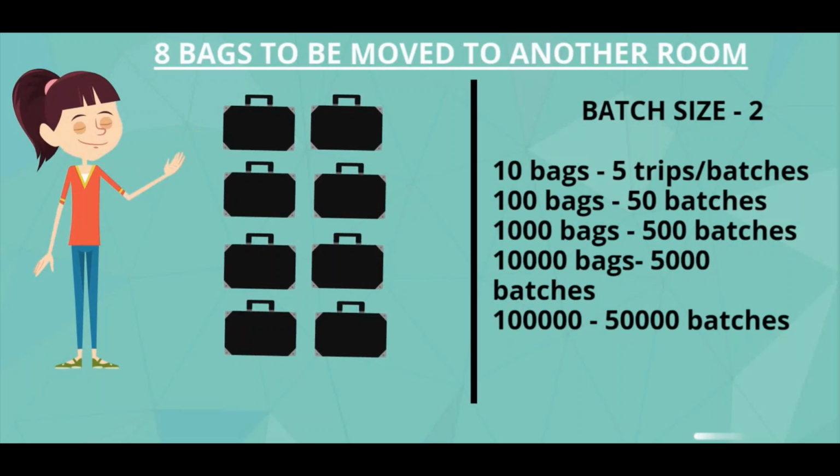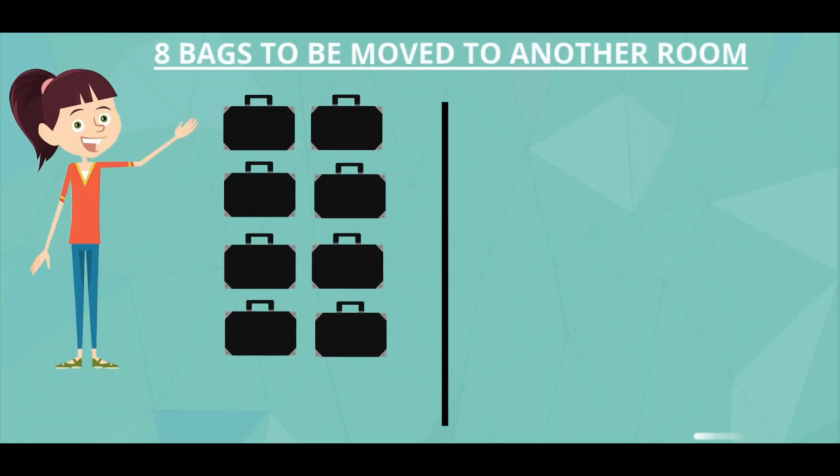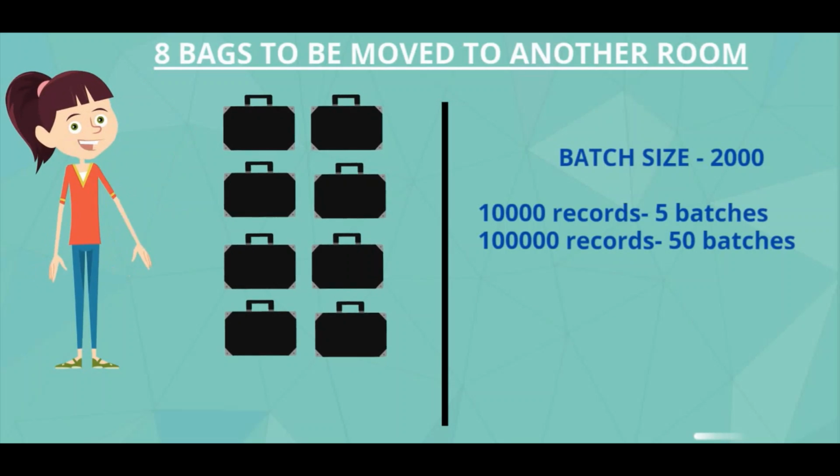So in summary, if our batch size is equal to 2, which means I can hold 2 bags, for 10 bags I will take 5 trips, 100 bags it will take 50 batches, 1000 bags it will take 500 batches, 10,000 bags it will take 5,000 batches, and finally for 1 lakh bags it will take 50,000 batches.